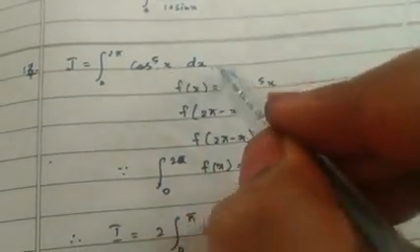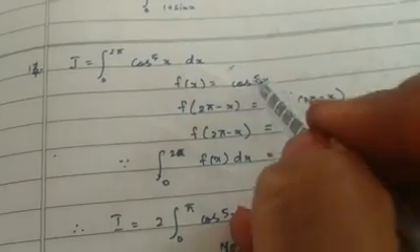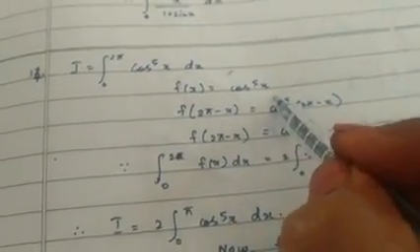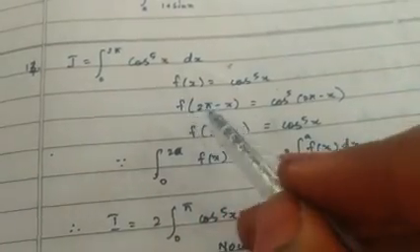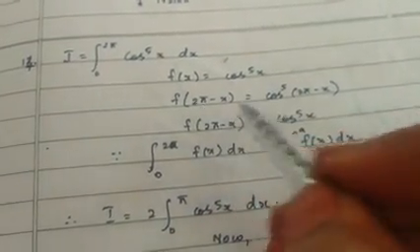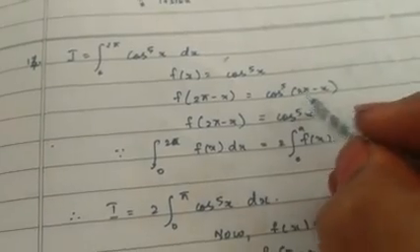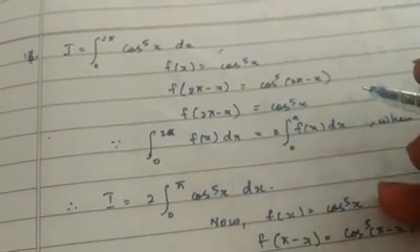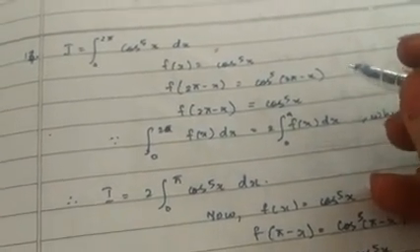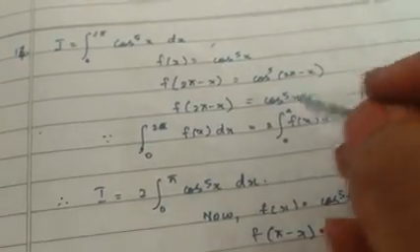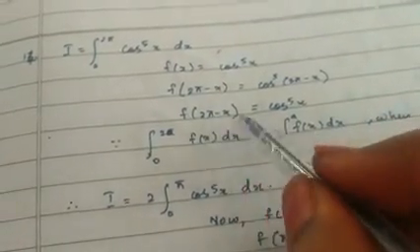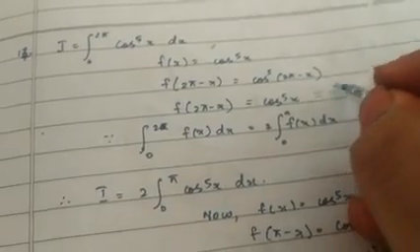Therefore, the question is I equal to integral 0 to 2 pi cos power 5x dx. f of x is nothing but cos power 5x. Now f of 2a minus x, therefore in the place of x we are substituting 2 pi minus x: cos power 5 of 2 pi minus x. 2 pi minus x lies in which quadrant? Fourth quadrant. In the fourth quadrant cos is positive. Therefore, definitely we will be getting f of 2 pi minus x is nothing but cos power 5x. This is nothing but f of x.